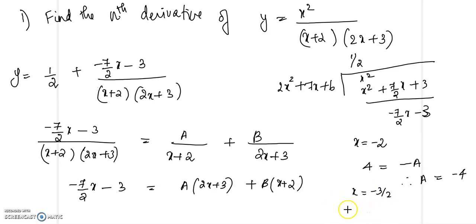So for minus 3 by 2, here you will get 21 by 4 minus 3 equal to, here it will be 0, and minus 3 by 2 plus 2, so that will be b by 2. So that will give 21 minus 12 by 4 equal to b by 2. So you will get 9 by 4 equal to b by 2. So that implies b is equal to 9 by 2.